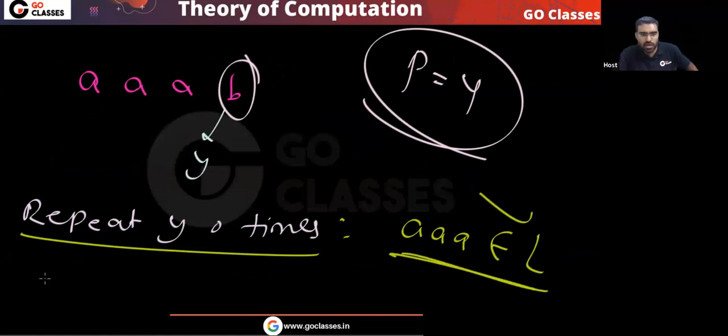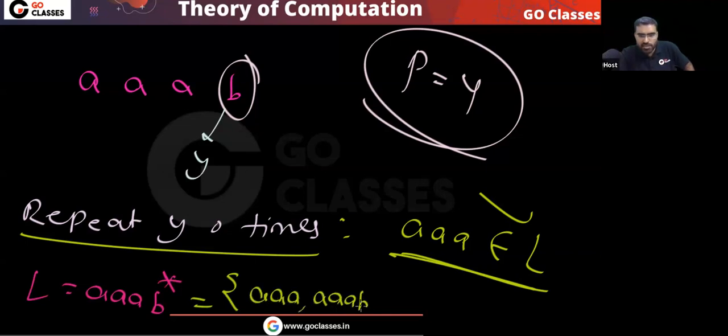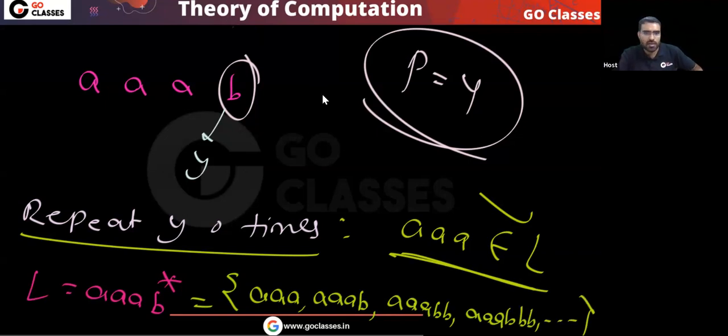Yes, it belongs to L because your language is AAA B star. So your language is like this: AAA, AAA B, AAA double B, AAA triple B. Is this understood? Piyush, is this understood? So yes, this is working.